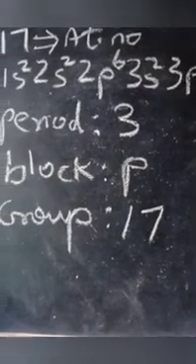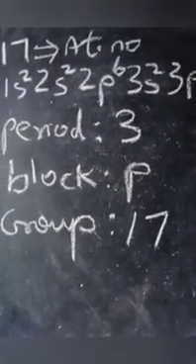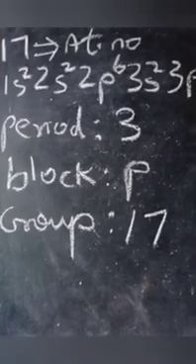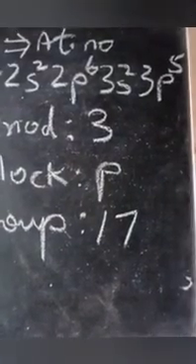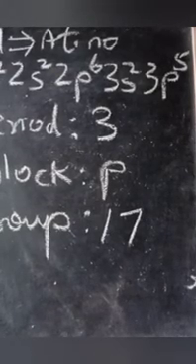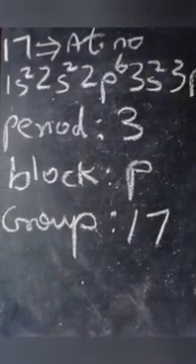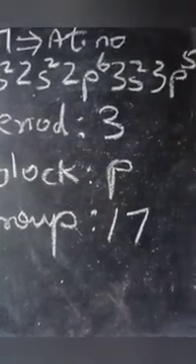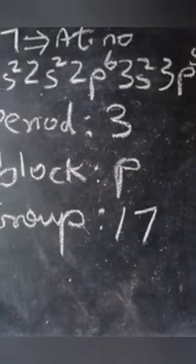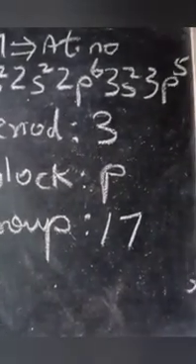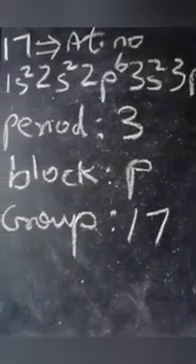Since the outermost configuration is 3p5, the period number is 3. The block is P and you have p5. I've told you earlier, P block means group 13 to group 18. So p5 belongs to group 17 because p1 will be 13 and so on. p1 13, p2 14, p3 15, p4 16, p5 17 and p6 18. p5 belongs to group 17 in the periodic table.